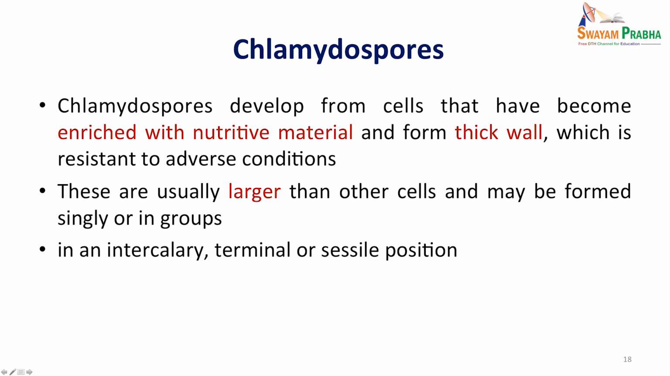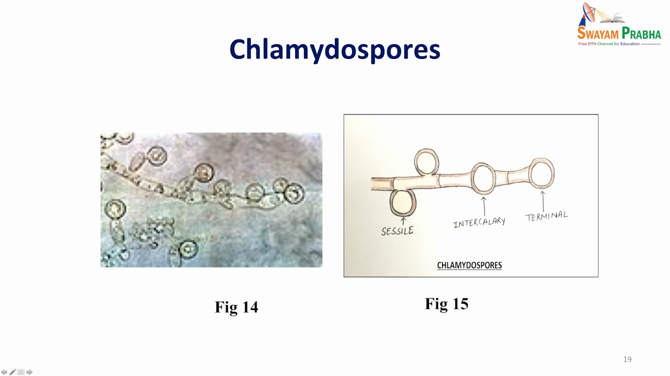They could be Chlamydospores. Now, these Chlamydospores are usually cells which, when they have enough nutrition of their own, become rounded, have a thick wall around them, and can grow separately as individual hyphae or individual fungi. They can be terminal when they are at the end of the hypha, they could be intercalary when they are in between the cells, or they could be sessile when they are borne on the side of the hypha. Each individual chlamydospore can act as a reproductive unit.